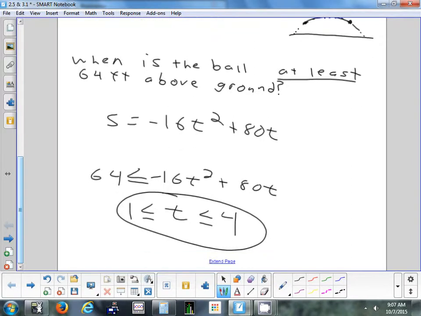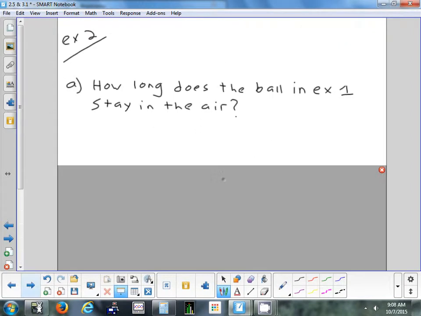Questions on that? Right. So same problem. Let's figure out how long the ball is in the air for. Okay, let's copy down what we had.